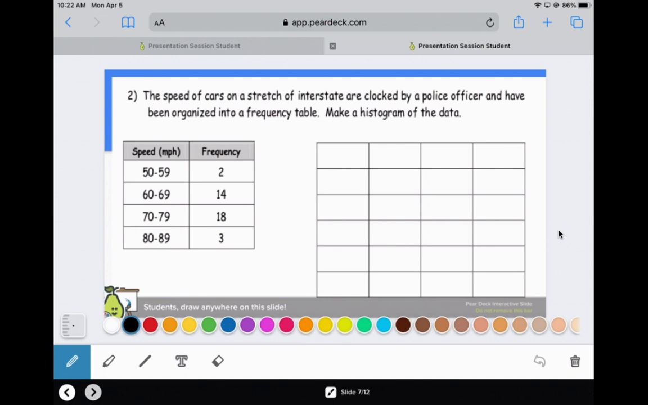Okay, so quick questions. I'm going to highlight my x-axis and y-axis. Tell me what should go on my x-axis. Which columns will go into my x-axis and which column goes into my y-axis? Anyone remember?